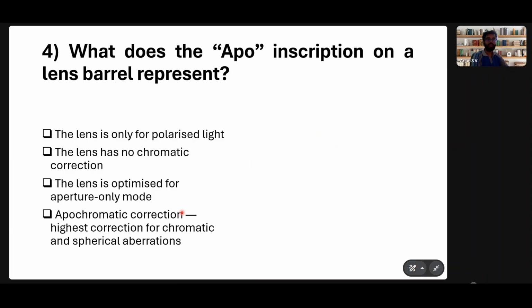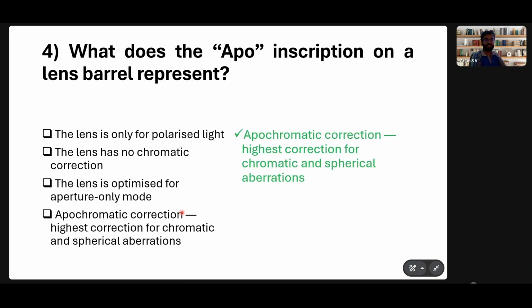And this also we saw in the recap section. What does the apo inscription on a lens barrel represent? The obvious, straightforward option here is option D, which is apochromatic correction, which is the highest correction for chromatic and spherical aberrations.